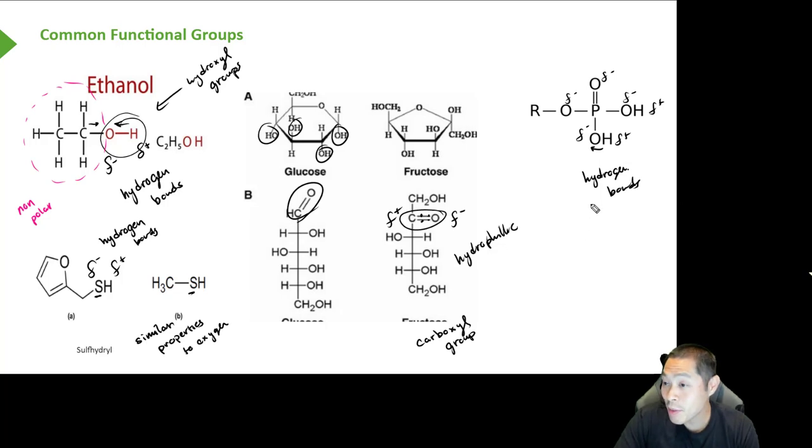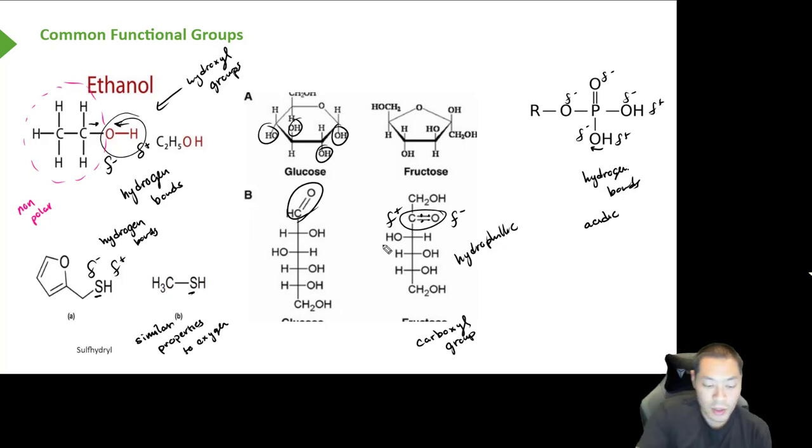And it could also do something else. This can also be acidic. So a lot of these actually could be acidic as well. So this technically could be acidic. This one technically could be acidic as well. The carboxyl group for sure could be acidic. So I will put that right here, acidic.